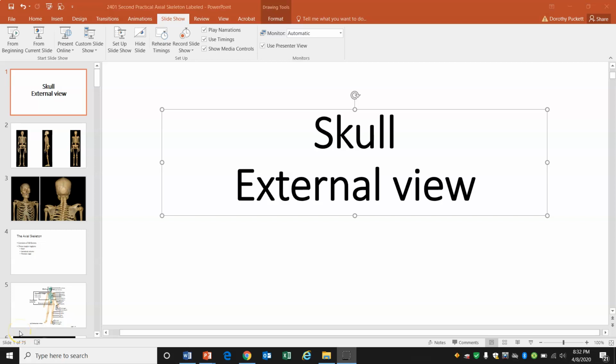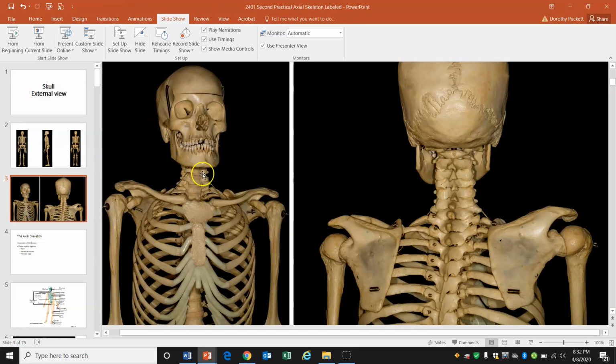In this video, we will study the external view of the skull. Here we see the anterior view of the skull, and here the posterior view. We will also look at a lateral view.